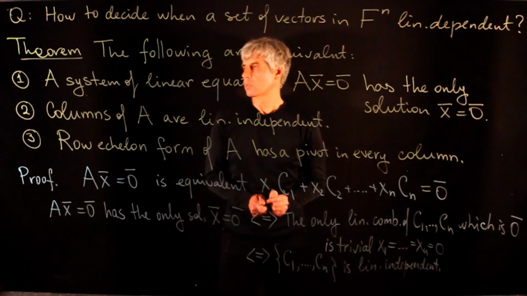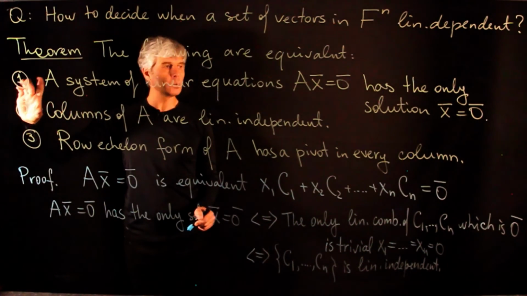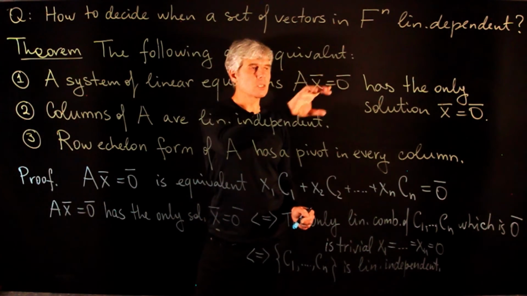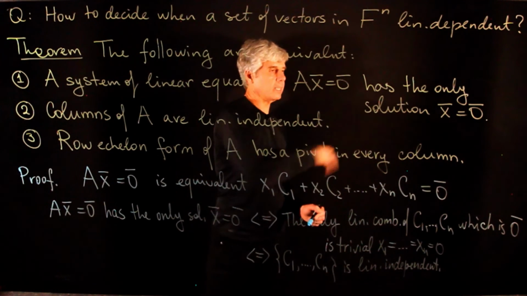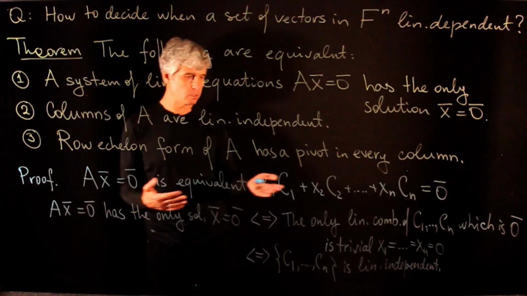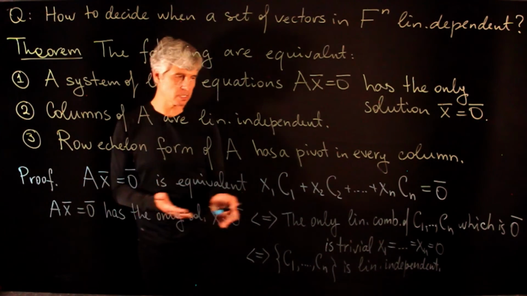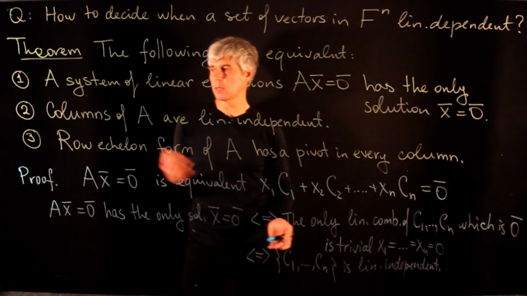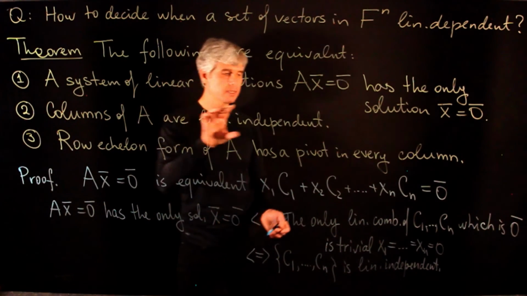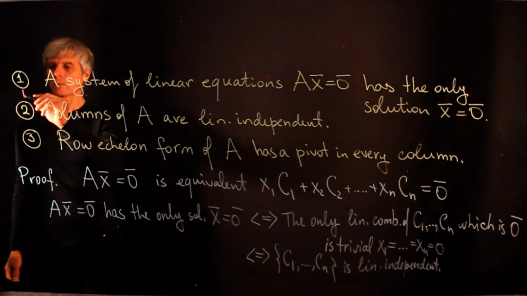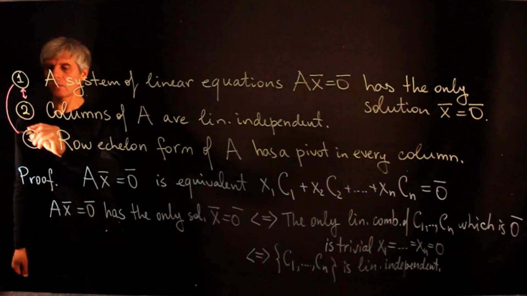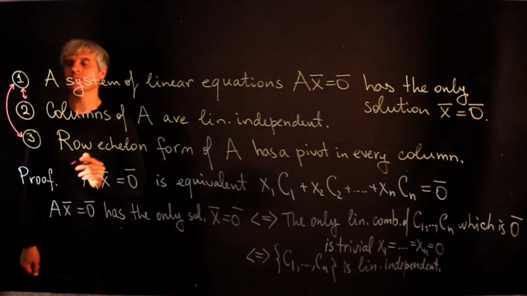So what we obtain is that 1 and 2 are equivalent to each other. So saying that a system of linear equations with a 0 right-hand side has only a trivial solution x equals 0, because of this interpretation of systems of linear equations as vector equations with columns of the matrix, is equivalent to saying that columns of this matrix are linearly independent. So now we proved that 1 and 2 are equivalent to each other. So the next step is to show that 1 and 3 are equivalent as well.